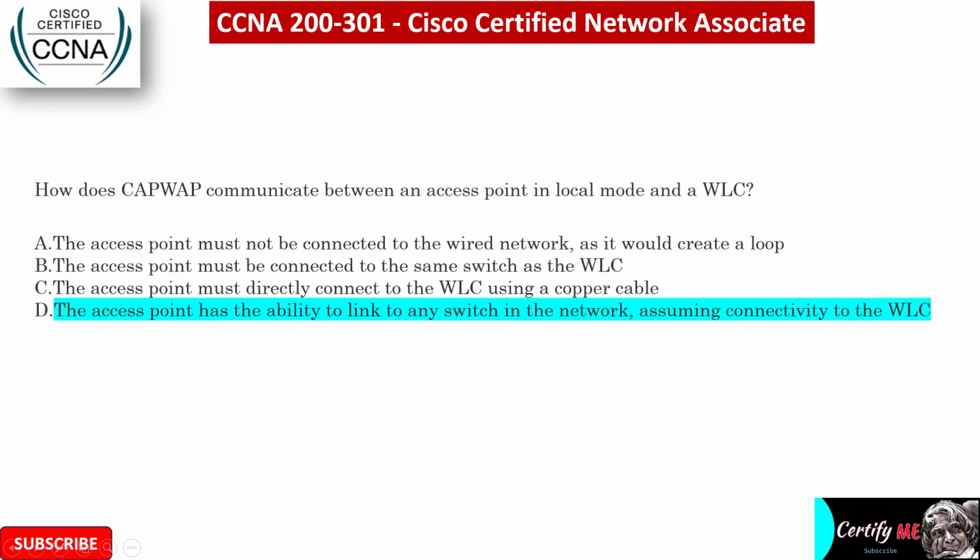Next question. How does CAPWAP communicate between an access point in local mode and a WLC? Option A. The access point must not be connected to the wired network as it would create a loop. Option B. The access point must be connected to the same switch as the WLC. Option C. The access point must directly connect to the WLC using a copper cable.